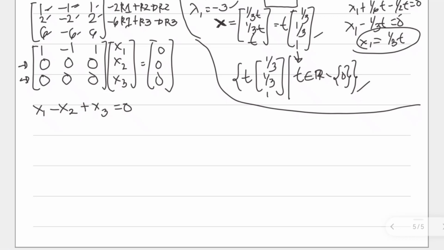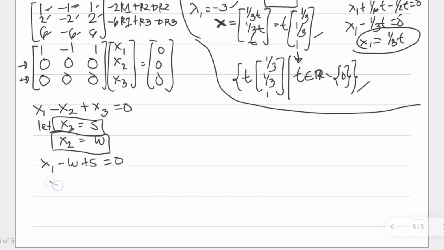In short, we will apply or implement here 2 arbitrary constants. For x sub 3, let's use s because we already used t earlier. And x sub 2, let's use w in this case. This would mean we have expected to have 2 arbitrary constants here. And with this, we can already imagine that there are 2 vectors. And this is how it looks like. X sub 1 now is minus w plus s equal to 0. So x sub 1 is equal to w plus s.